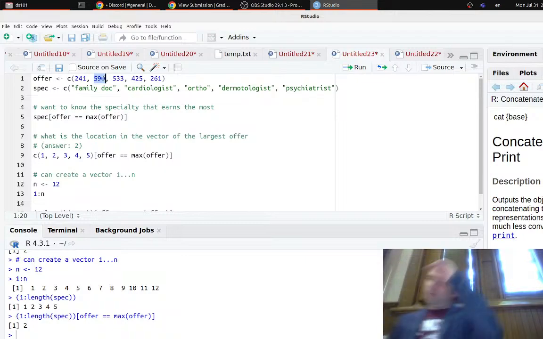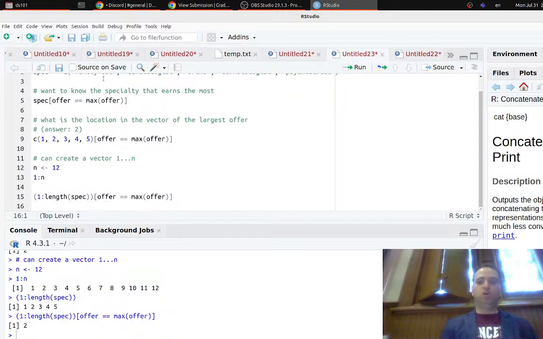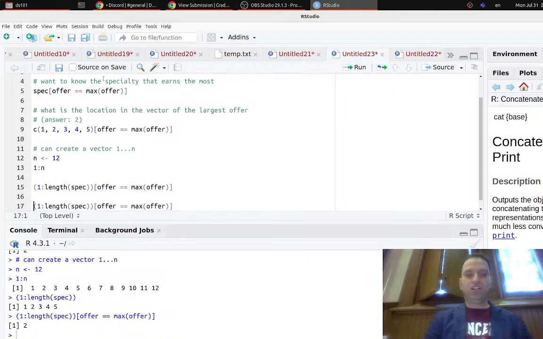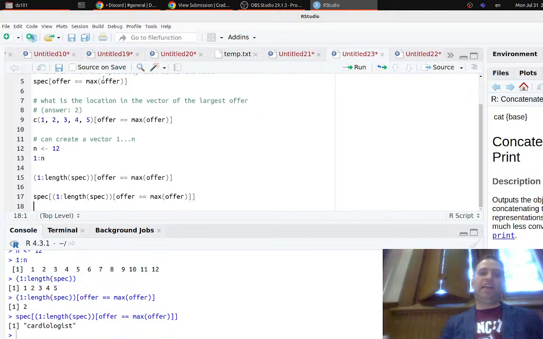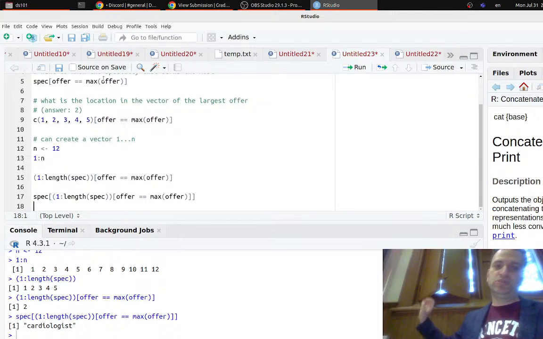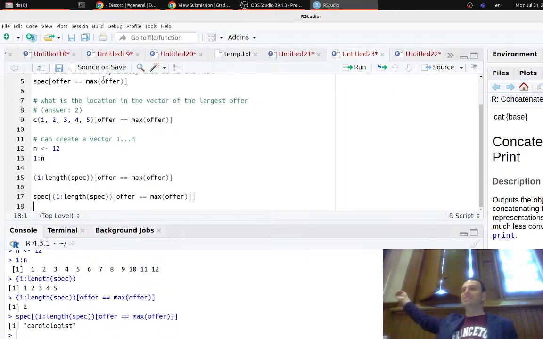So this is not the most elegant thing you could do, but just for the sake of the example, I can take this and say, go to spec and look at the location of the specialty that earns the most, which is 2. That will again give us the specialty that earns the most. This is not the easiest way to write it, but you can write it like that.